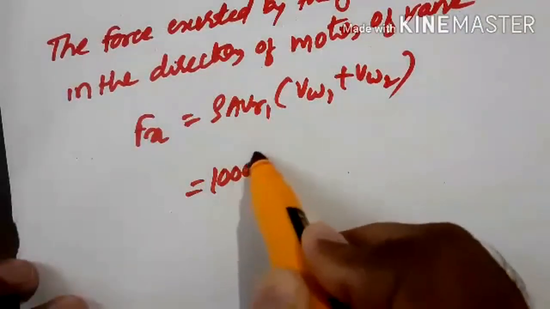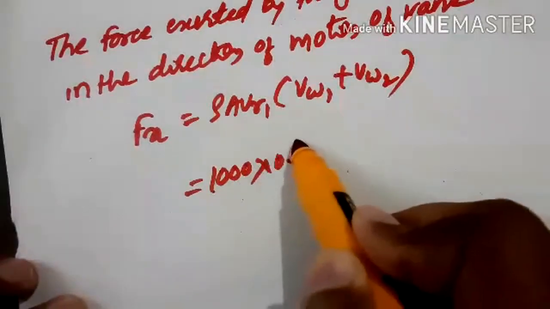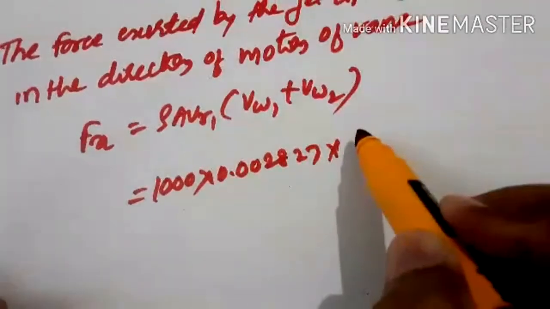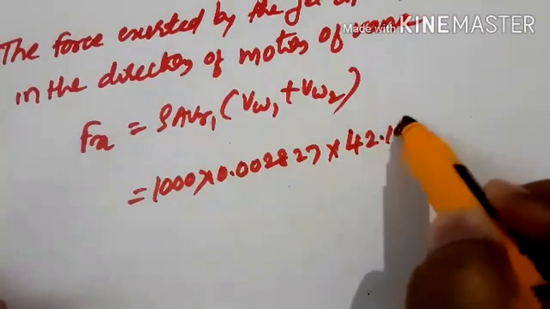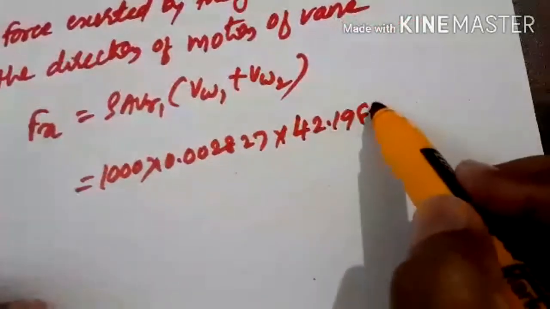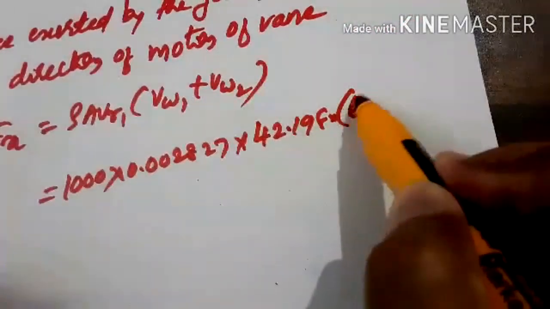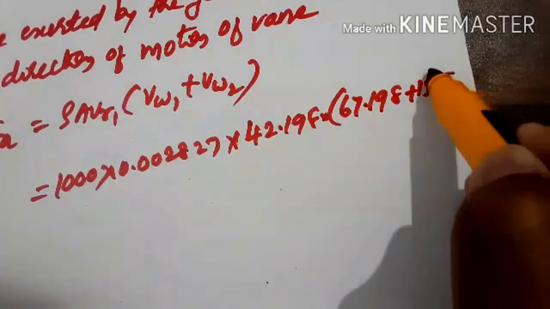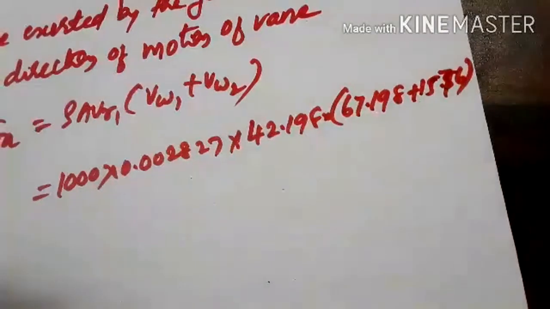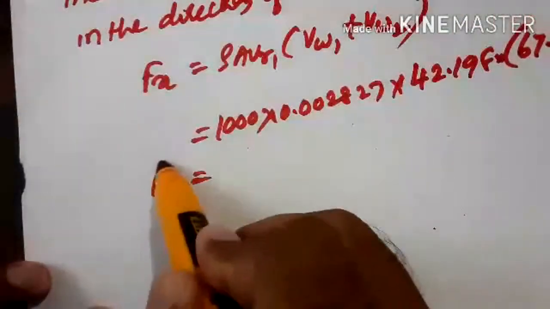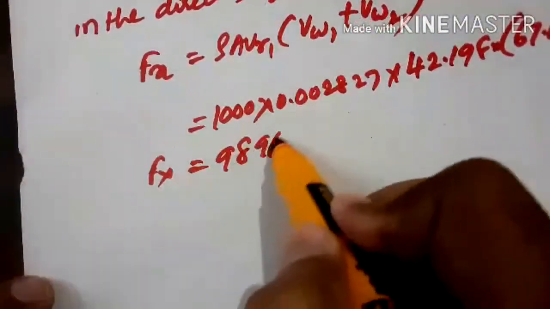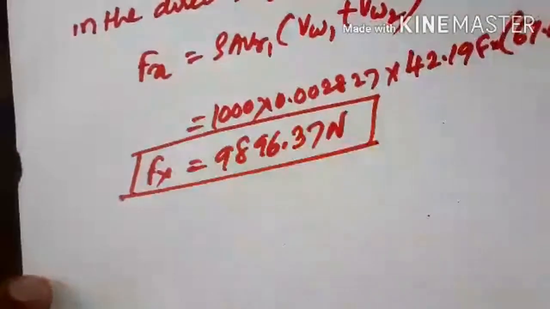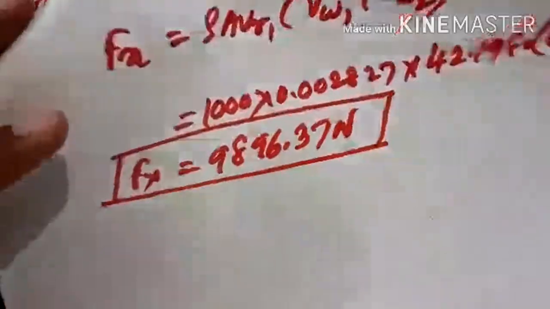Density is 1000, area is 0.002827, into 42.198, into 67.198 plus 15.76. Then the answer you will get is 9896.37 Newton. This is the force exerted by the jet on the vane.